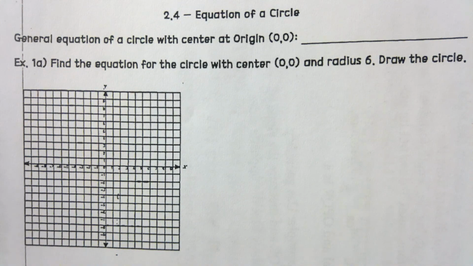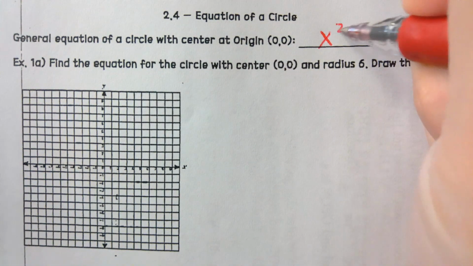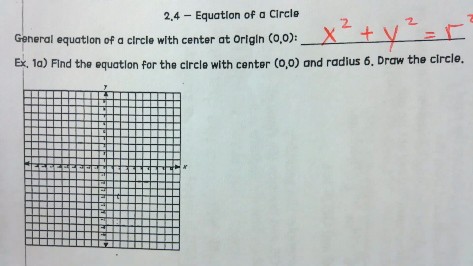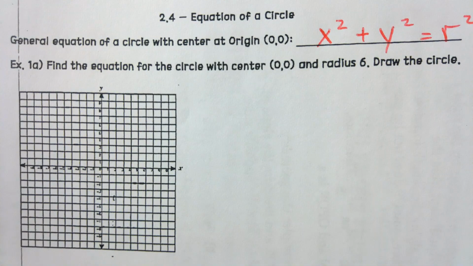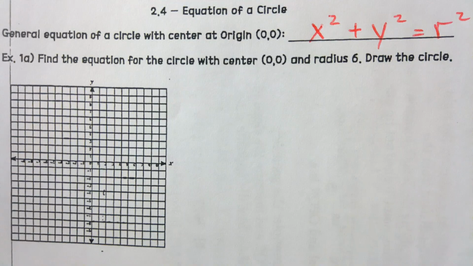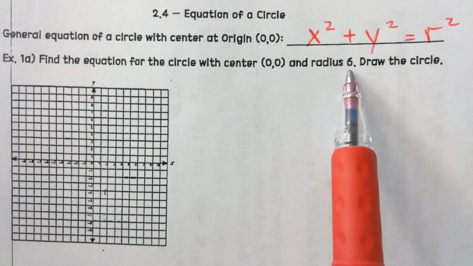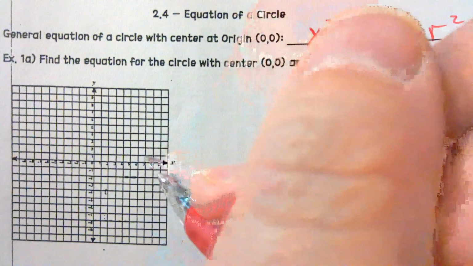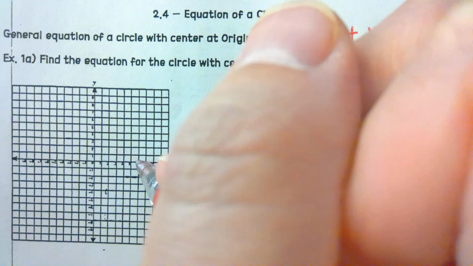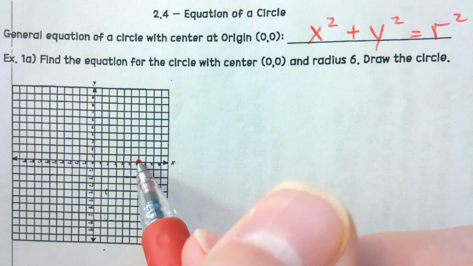General equation of a circle at the center, as we just said, is x squared plus y squared equals r squared. What do you think r stands for? Radius. Good, because we're talking about a circle. There you go. You figured out the hardest part. Find the equation of a circle with this center and a radius of 6. So basically, if you know the center is at 0, 0, and the radius is 6, I know this point.